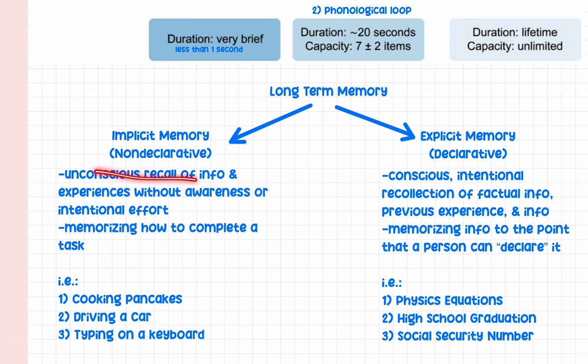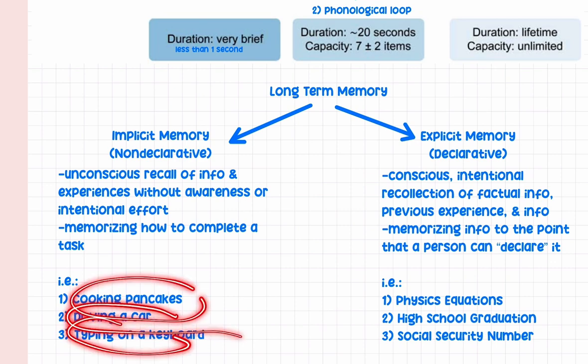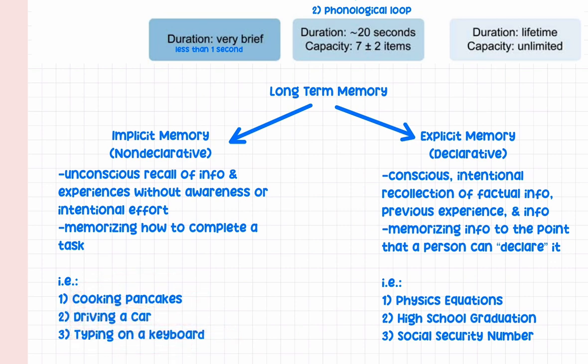Implicit, also known as non-declarative memory, is an unconscious recall. It involves procedural memory such as skills and tasks, like driving a car, cooking a pancake, typing on a keyboard. It's learned gradually. It does not require conscious awareness.